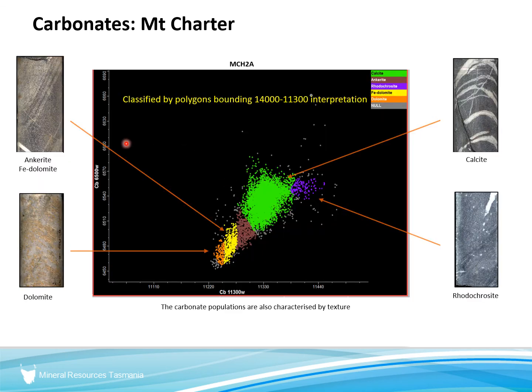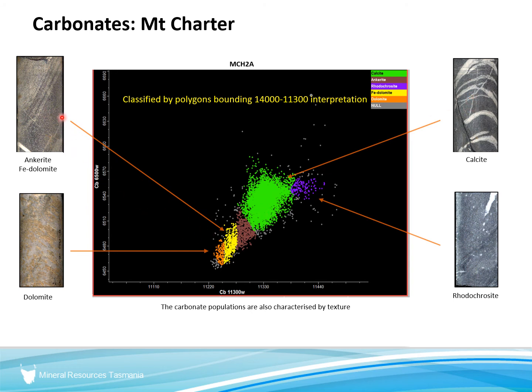I'm plotting here the wavelength of two of the spectral features of the carbonate, the 6500 in the thermal and the 11300 in the thermal. And we can see we have the carbonates traversing a fair bit of territory here. But if I split these up into different populations, this population here, which is typically where rhodochrosite would plot, we can see that rhodochrosite is characterized by some sort of blotchiness in textures. The calcite tends to reveal itself visibly as nice, sharp white veins, which look late.